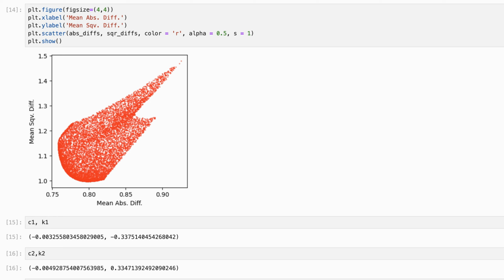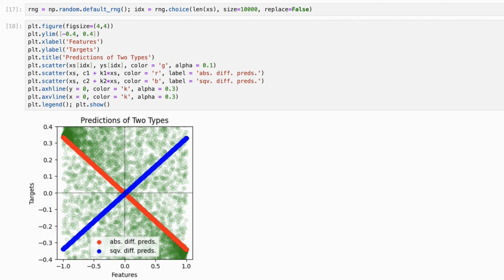Now let's plot these two optimal lines. The red line is the model for minimizing mean absolute difference. The blue line is the model for minimizing mean squared difference. For this specific dataset, the lines are not just different, they are almost opposite. When the first model predicts positive values, the second predicts negative, and vice versa. So which predictions are correct?